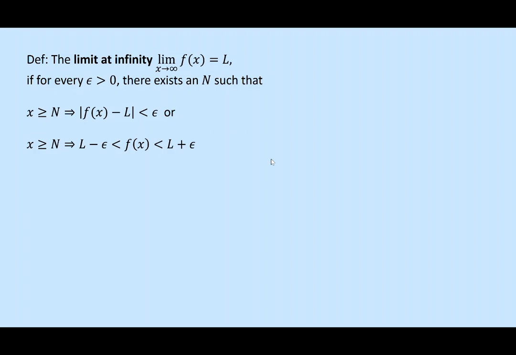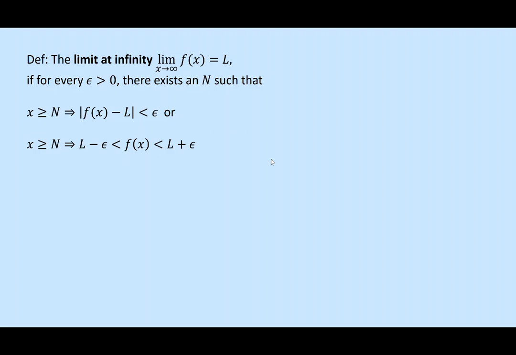The limit at infinity, limit of f of x as x approaches infinity equals L, if for every epsilon, which is a positive number, there exists an N such that x greater than or equal to N implies the absolute value of f of x minus L must be less than epsilon. Right? Simple, straightforward, clear as mud. What the hell did you just talk about, man?